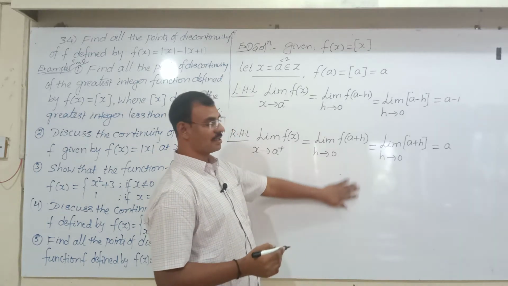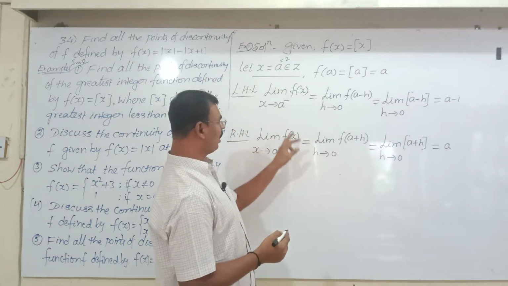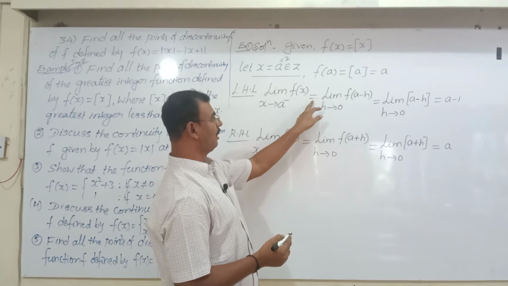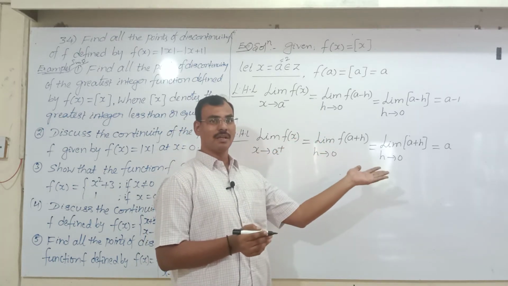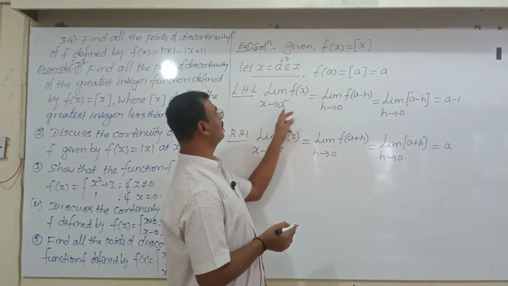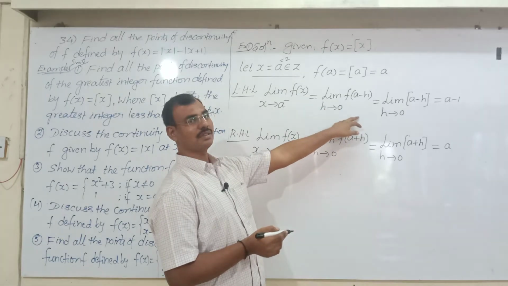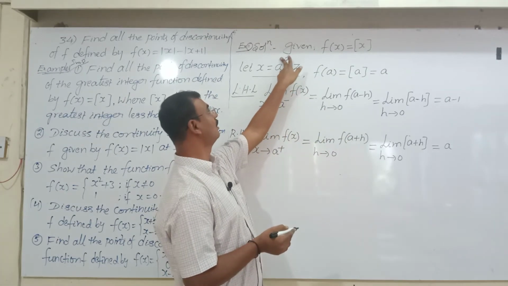I hope that this is also understood. Now you observe that the left hand limit and right hand limit values both exist but are not equal. Hence, this is discontinuous at integers only.